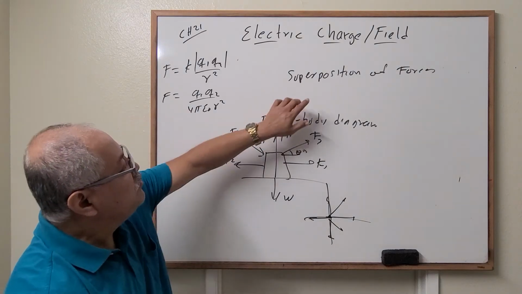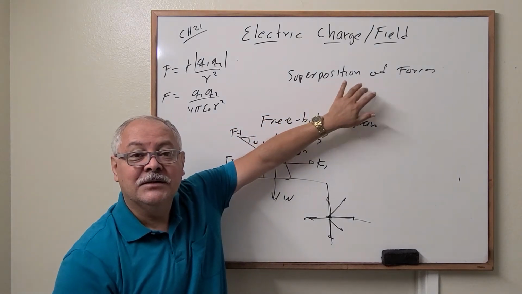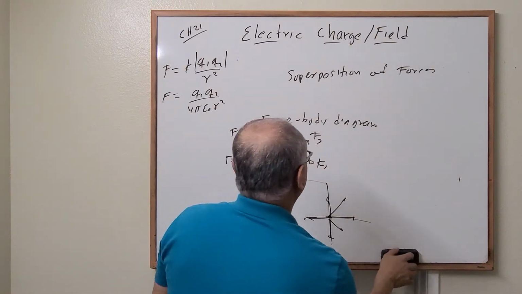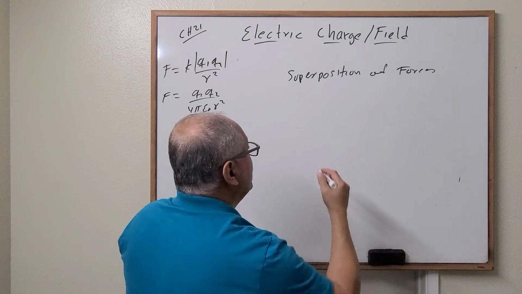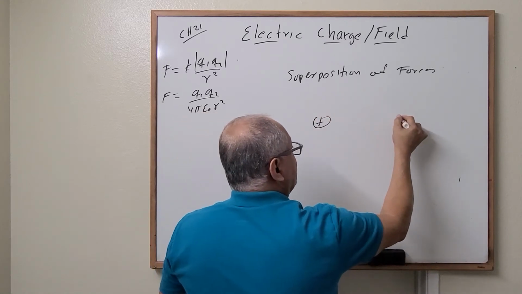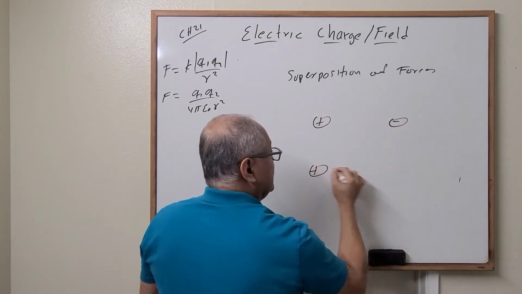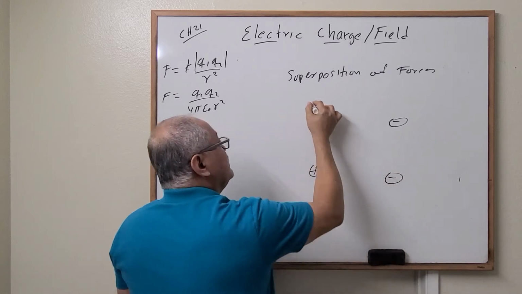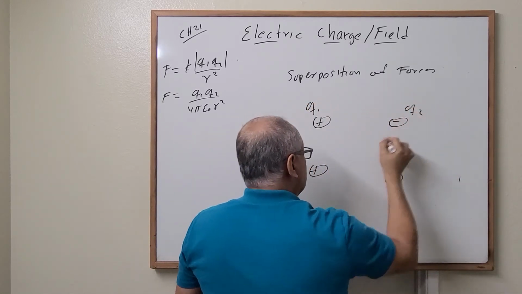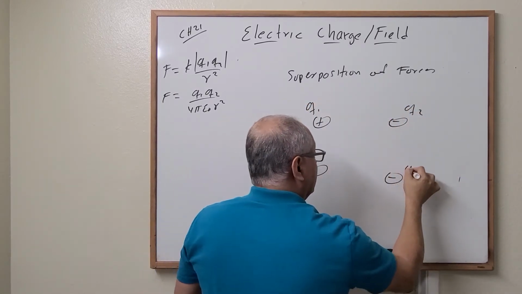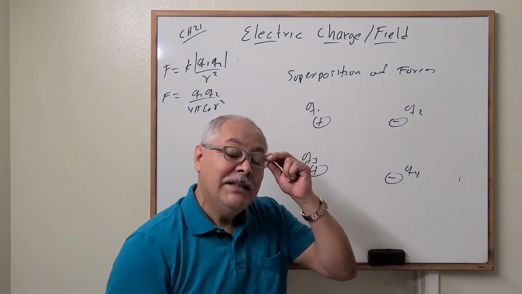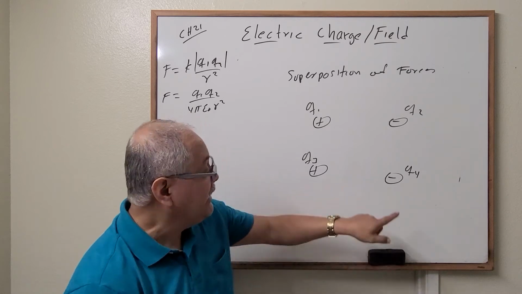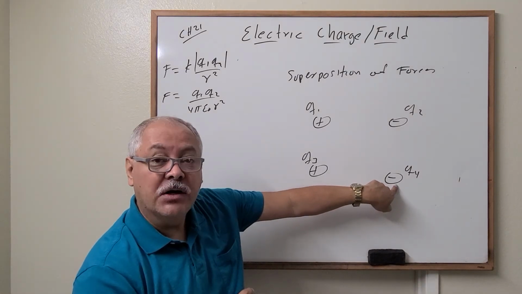The same thing happens when we're dealing with charges. Imagine, for example, we have this arrangement. We have this charge right here, negative, positive, negative. Let's label these Q1, Q2, Q3, and Q4. Imagine that we're looking for the net force acting on this charge.